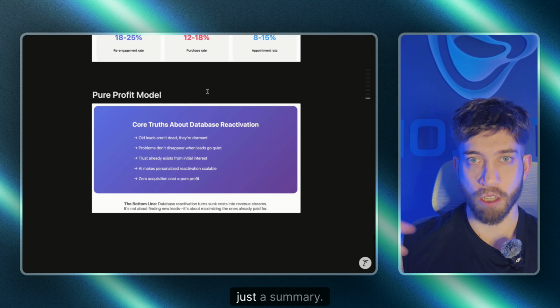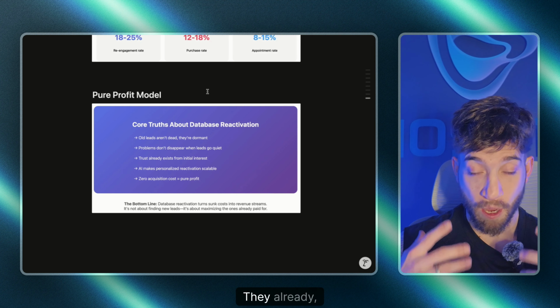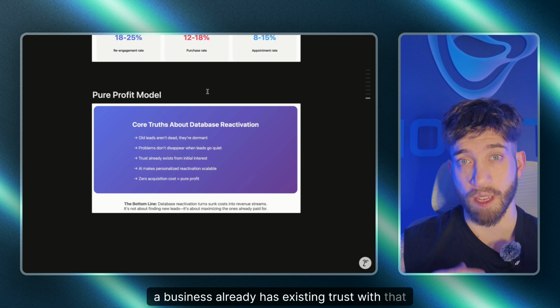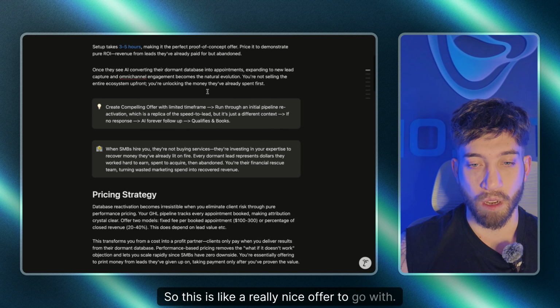So again, just a summary. Old leads aren't dead, they're just dormant. Problems don't disappear when leads go quiet. A business already has existing trust with that client, and there's zero acquisition cost. This is pure profit. So this is a really nice offer to go with.